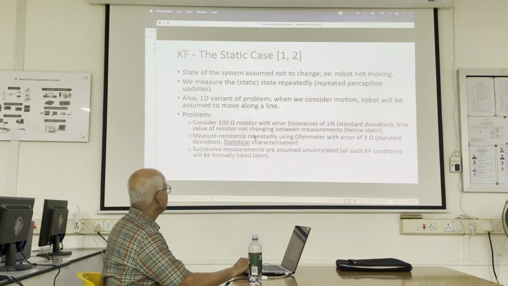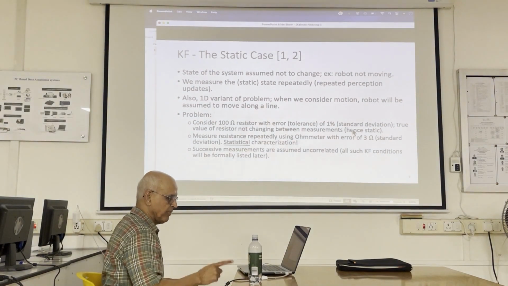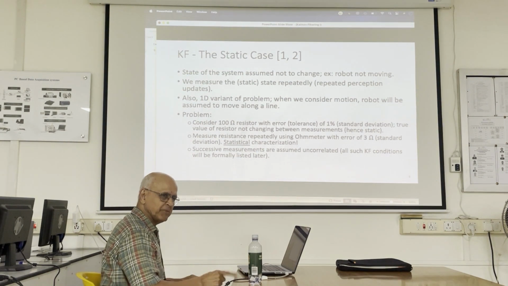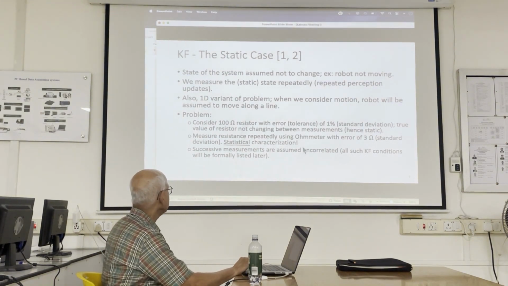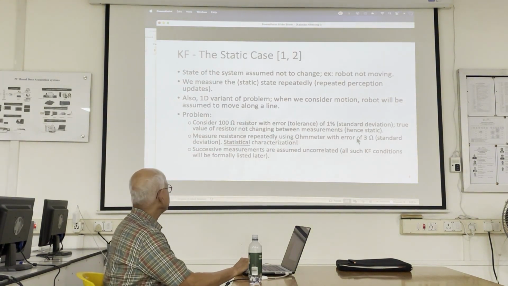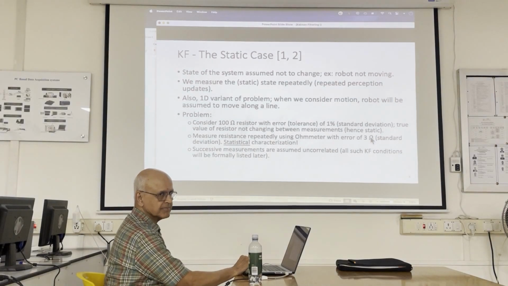So the true value of the resistor is not changing between measurements. That's why we call it static. All we're doing is we keep on measuring it because we have nothing else to do. So we measure multiple times. We measure resistance repeatedly using an ohm meter with an error of 3 ohms. So that means the standard deviation sigma is 3 ohms.